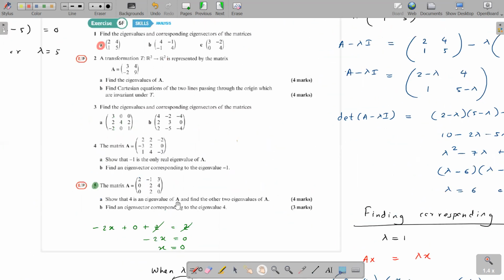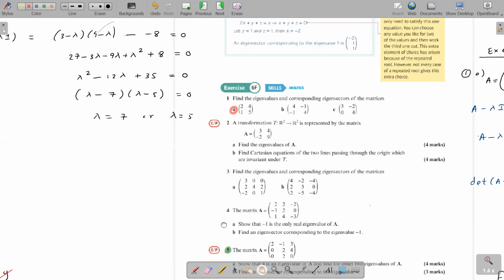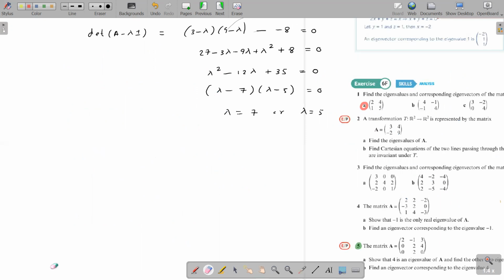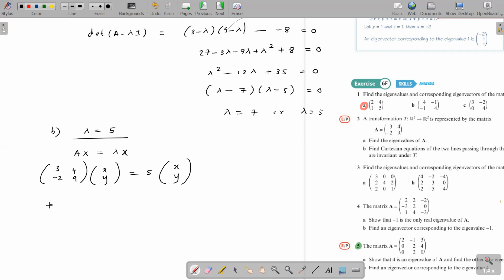Now in here also they say find the Cartesian equations of two lines passing through the origin which are invariant under T. How do we find it? What do we do? Again, we use Ax equals lambda x. So we'll go with lambda equals 5 and go Ax equals lambda x. What do we get here? A is (3, -2; 4, 9), x is (x, y), lambda is 5 times (x, y), right? What do we get then? 3x plus 4y. Here I get minus 2x plus 9y. Are you with me? Equals 5x, 5y.